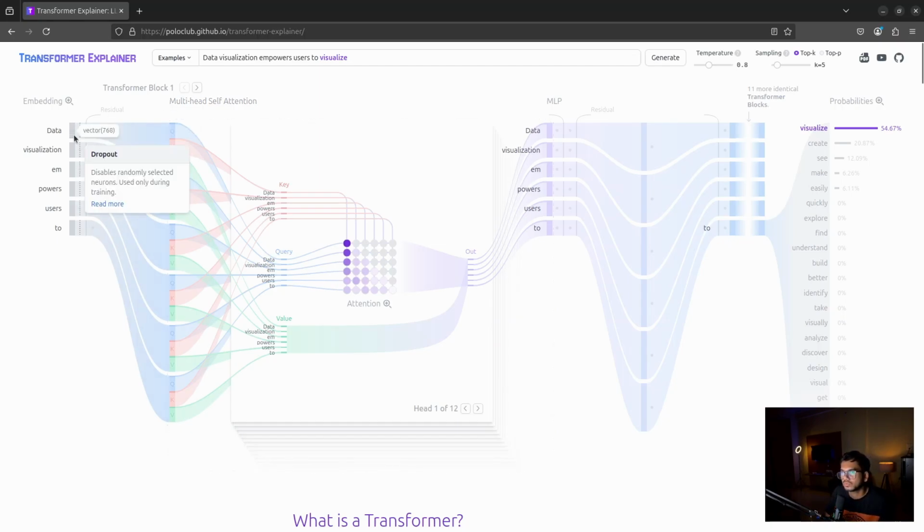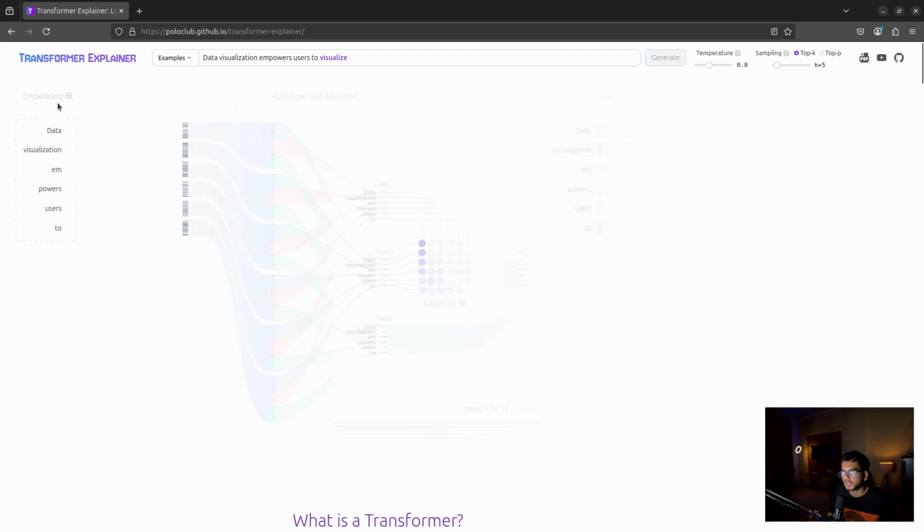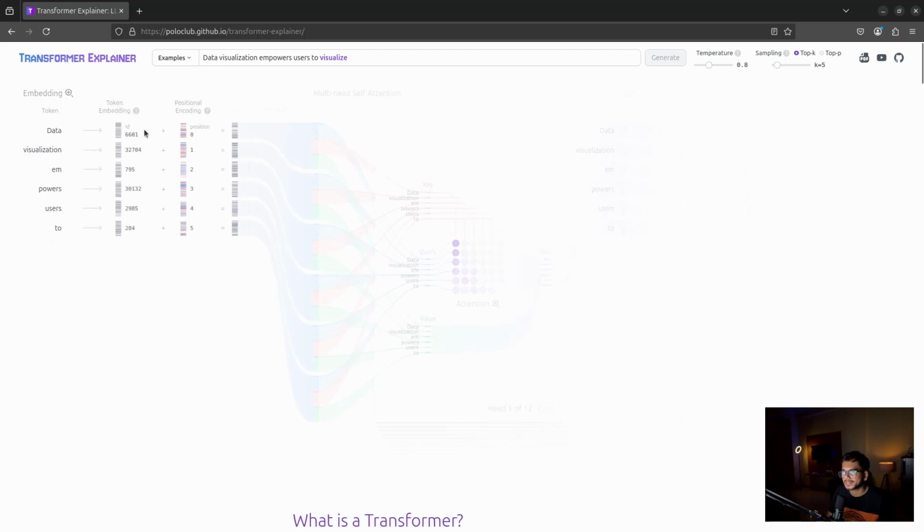If you keep your cursor on this, for each word there is a vector that is 768 dimensional. This is a 1 by 768 matrix. It has 768 values. So each word has 768 values, and if you click on this embedding, it expands how this embedding got generated.